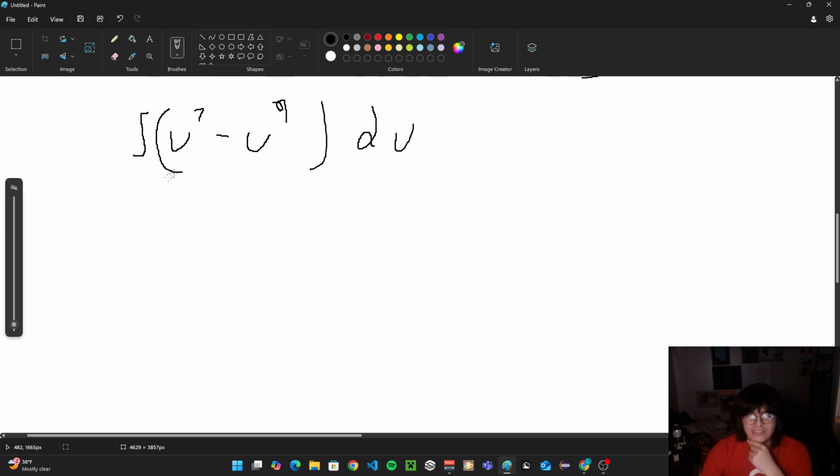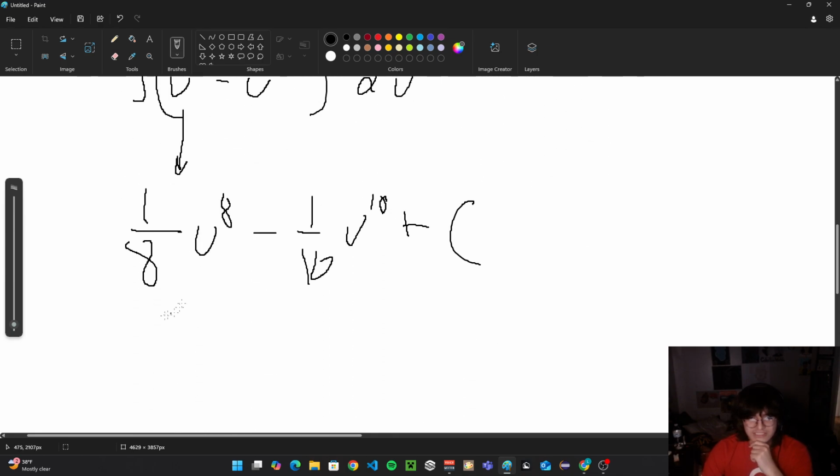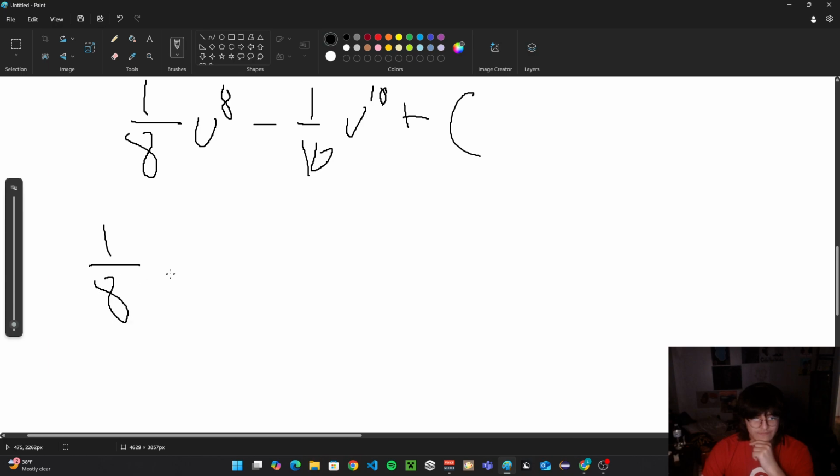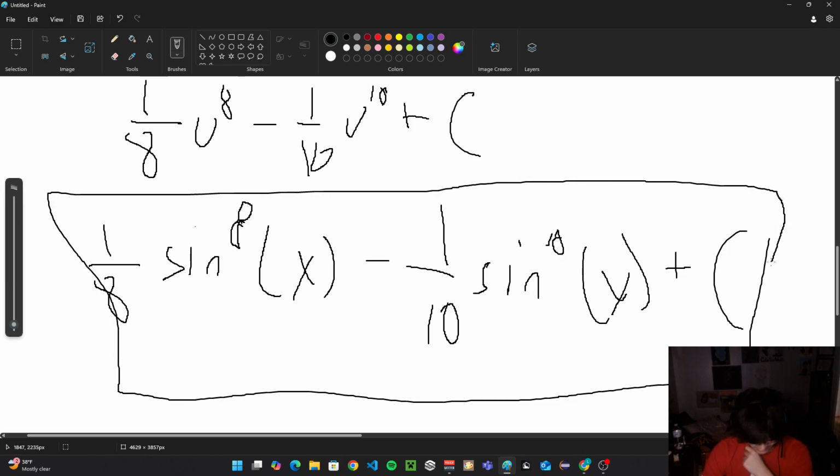So now we just find the antiderivative. So this would change to 1 over 8 times u to the power of 8 minus 1 over 10 times u to the power of 10 plus c. And now we just plug in our u, which is sine of x. So that would be 1/8 sine to the power of 8 x minus 1 over 10 sine to the power of 10 x plus c. So this is our answer for number 3.